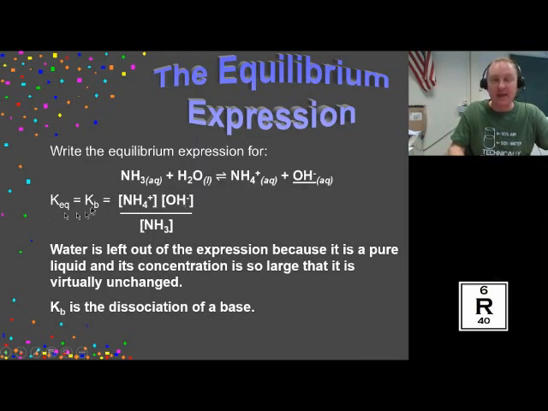Now this is a Kb. This is the equilibrium constant for a base, and it's a dissociation of a base. How do you know this is a base? Bases produce hydroxide in water. Hydrogen ions are what's formed from acids. Hydroxide ions are what's formed from bases. So if you see a hydroxide ion formed, that's a Kb.